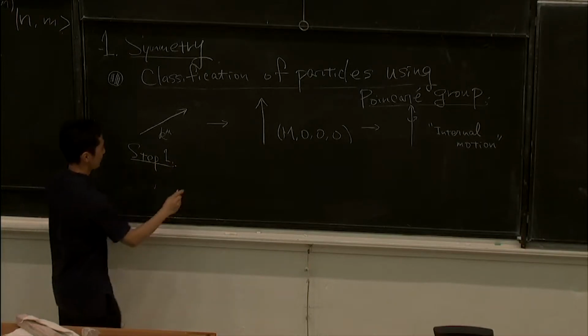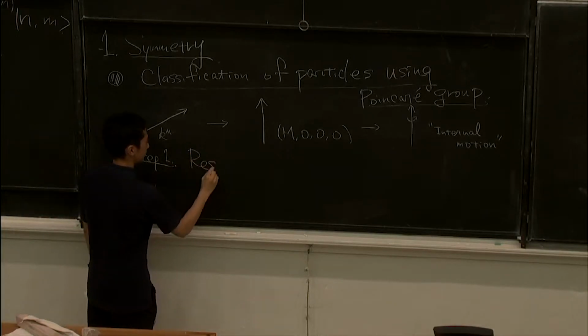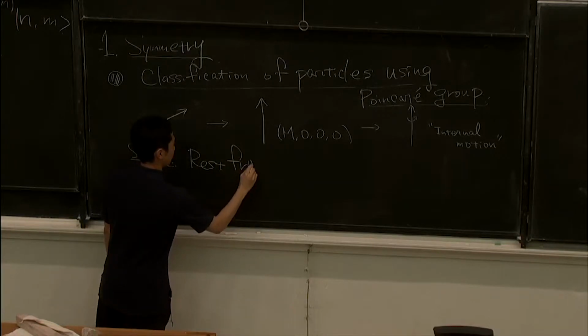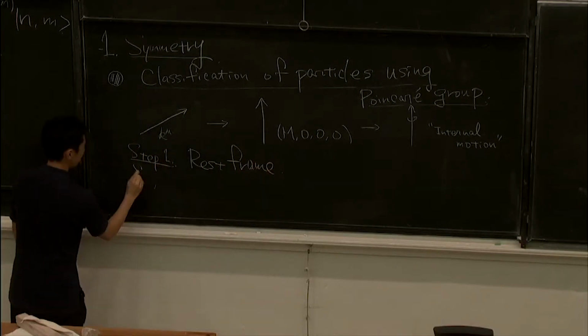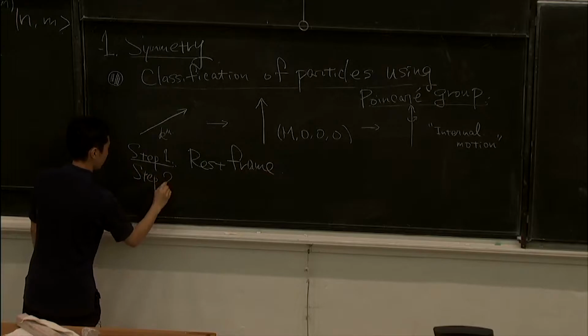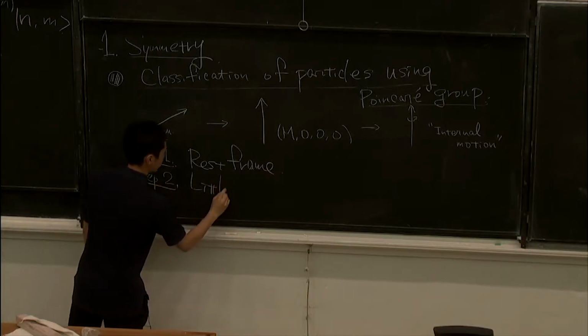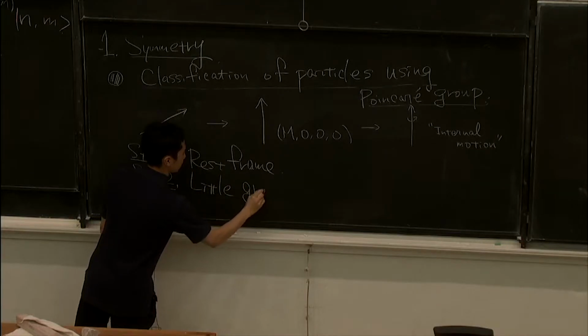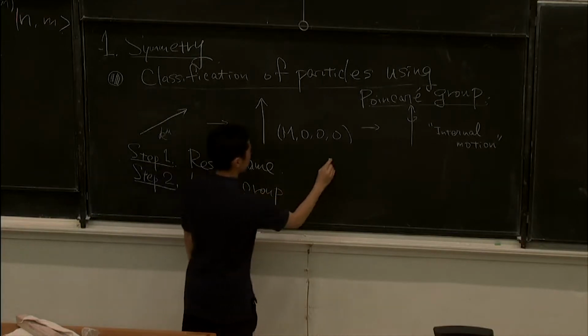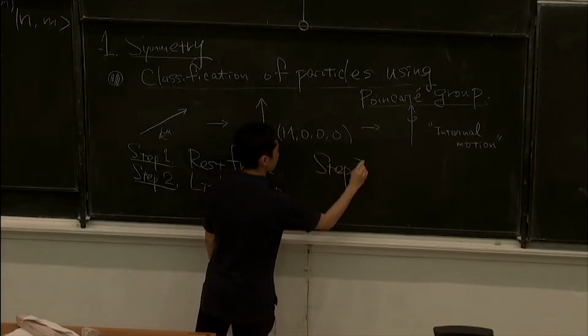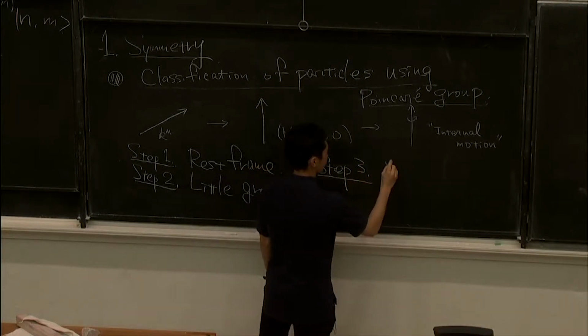Let's explicitly write down what I said now. Step 1 is to go to the rest frame. Step 2 is to ask what the little group is. And step 3 is to classify the internal motion.